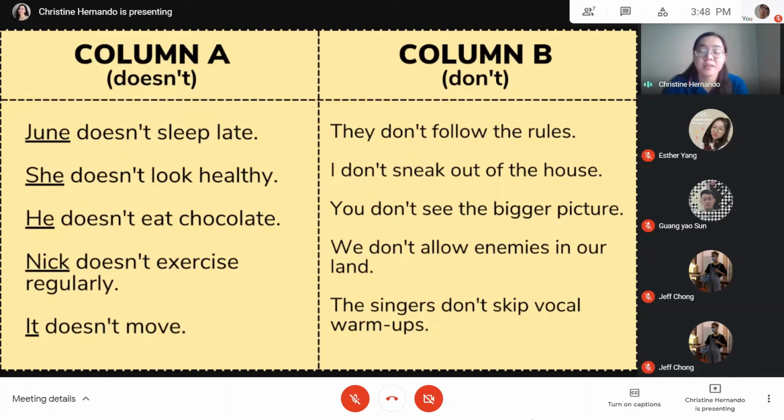Yes, that is also correct. But going back to column A, we notice that every singular subject used in column A is immediately followed by the word doesn't. So that is our observation for column A. While in column B, Jeff is correct.